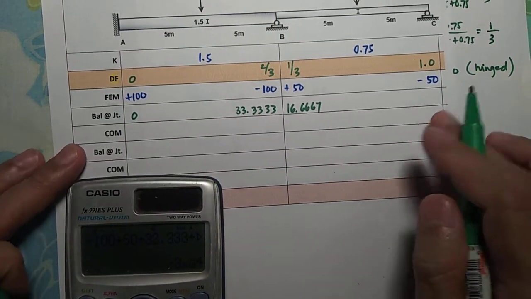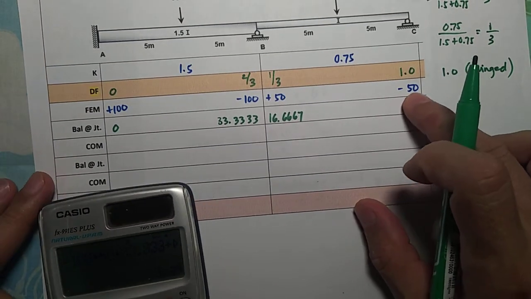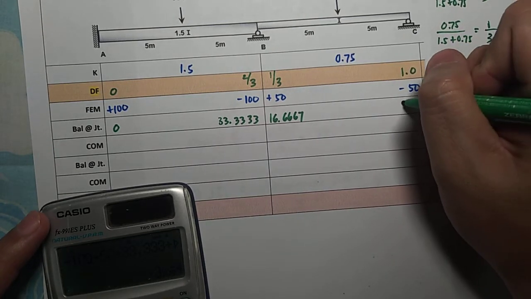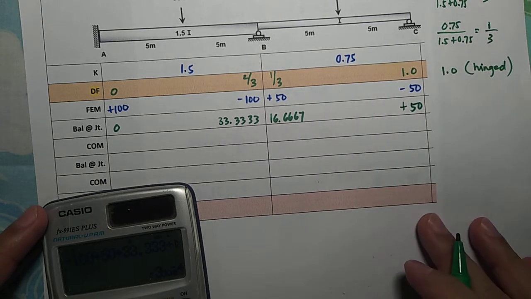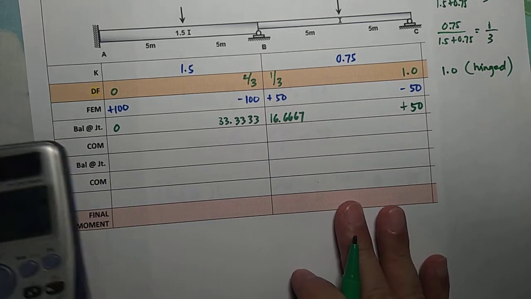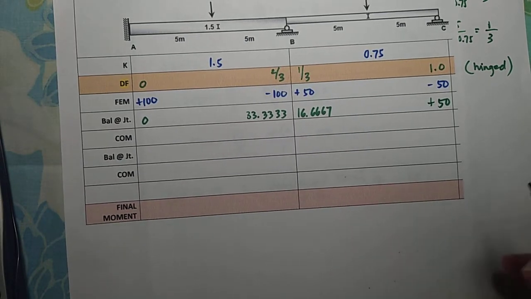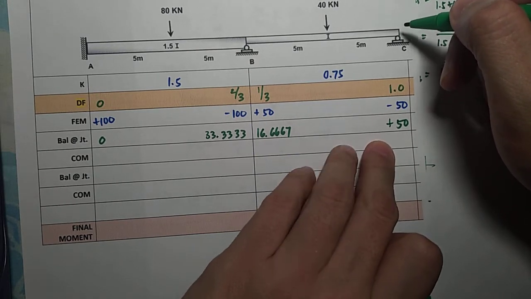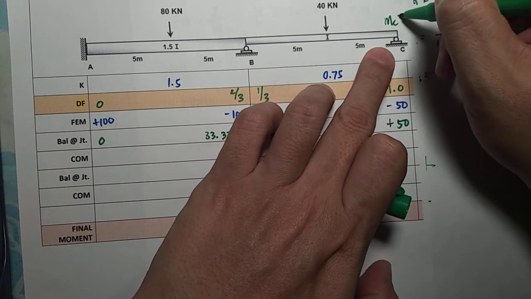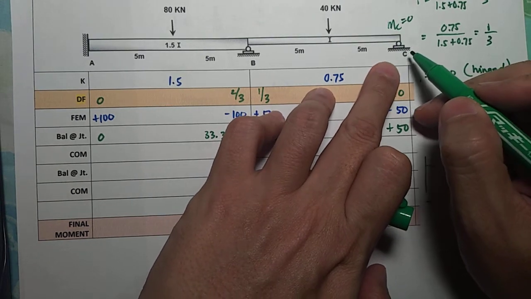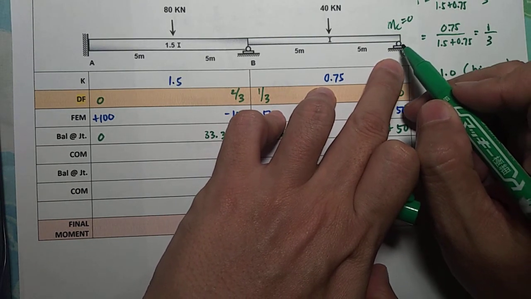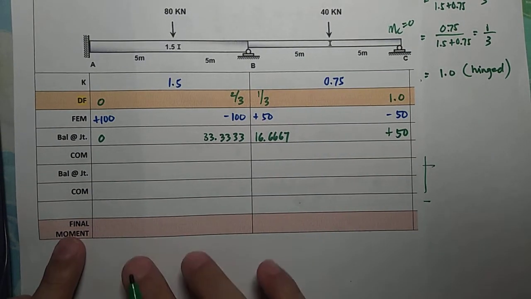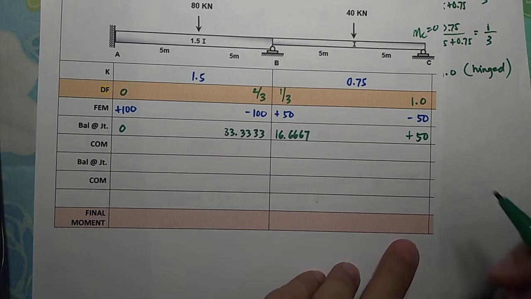How about here? The unbalanced moment here is negative 50 times the negative of the DF. So, negative 50 times the negative of 1. So, that would be positive 50. Okay? Now, kung mapapansin nyo rito, ano ba ang alam natin na moment sa C? Diba alam natin na ang moment sa C is 0 kasi dulo siya ng beam tapos roller pa yung dulo. So alam natin that the moment there is 0. So hindi na natin kailangang tuloy-tuloy pa to. So alam natin that the final moment there would be 0.